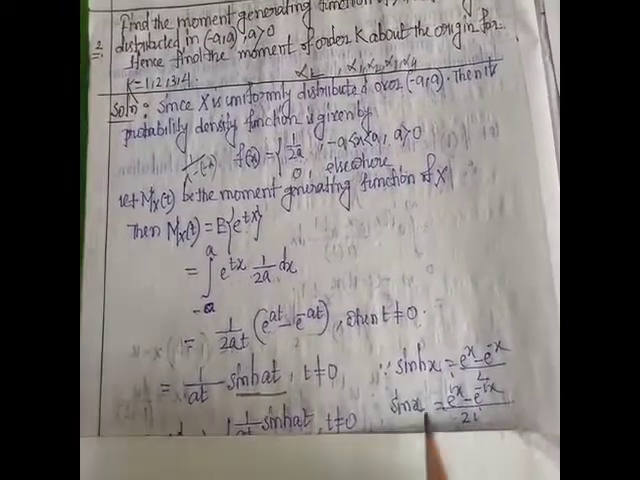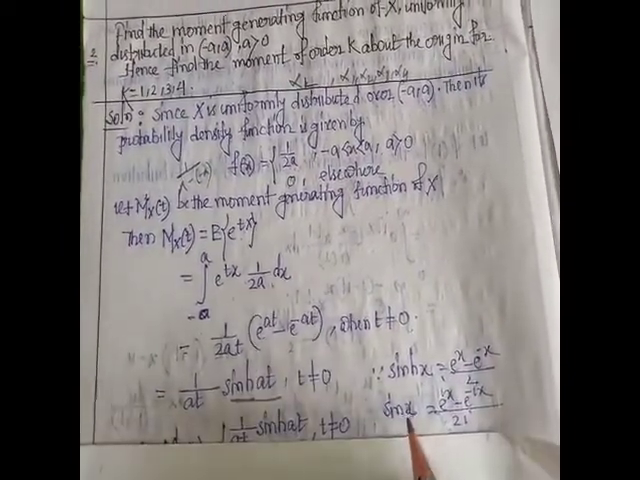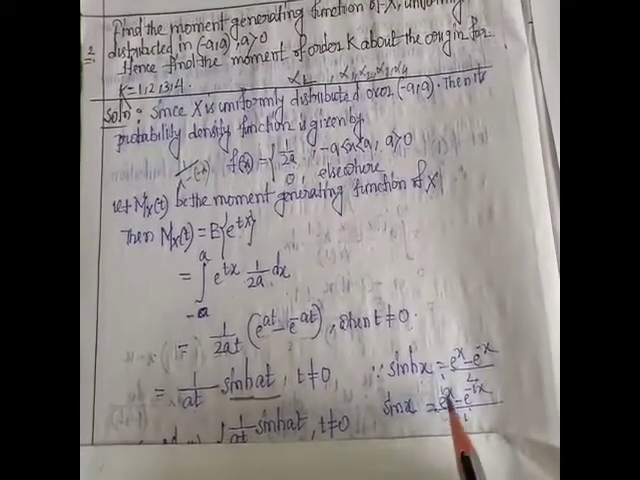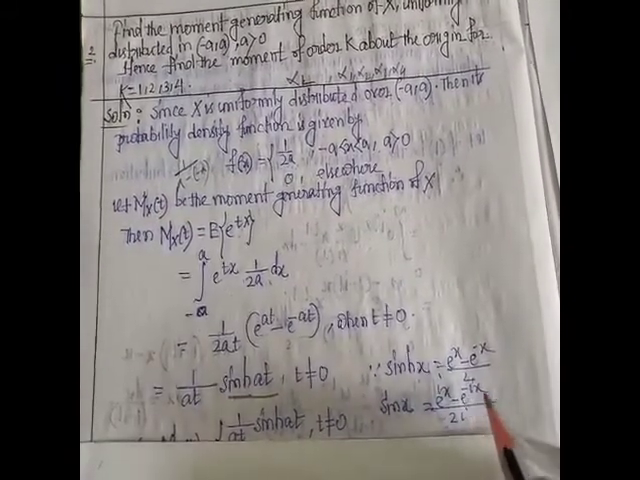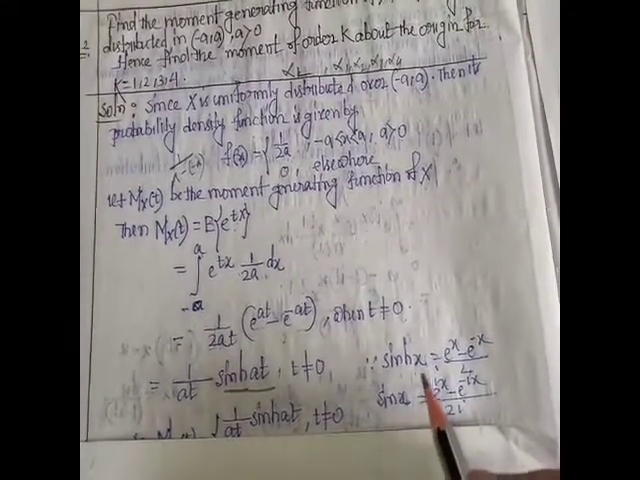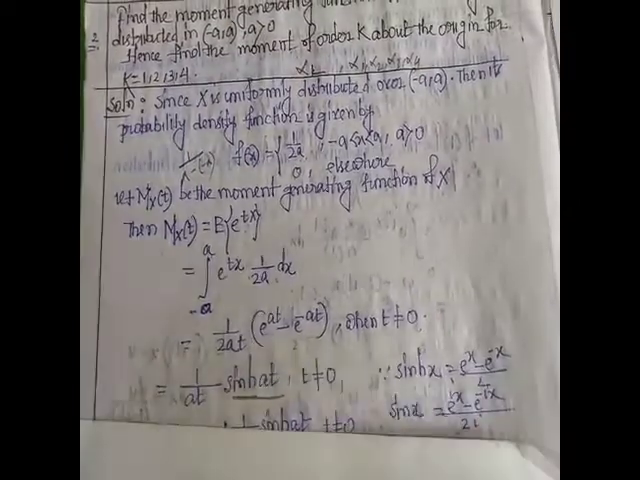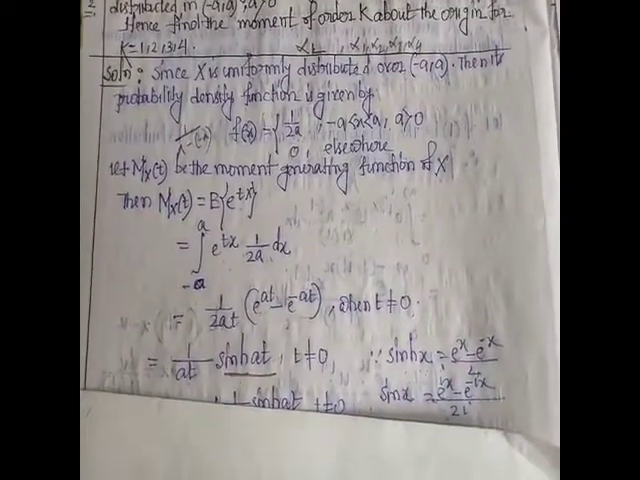This is the formula of sinh(at), and this is the formula of sinh x. The formula of sin x is (e to the power ix minus e to the power minus ix) by 2i, and the formula of sinh x is (e to the power x minus e to the power minus x) by 2.